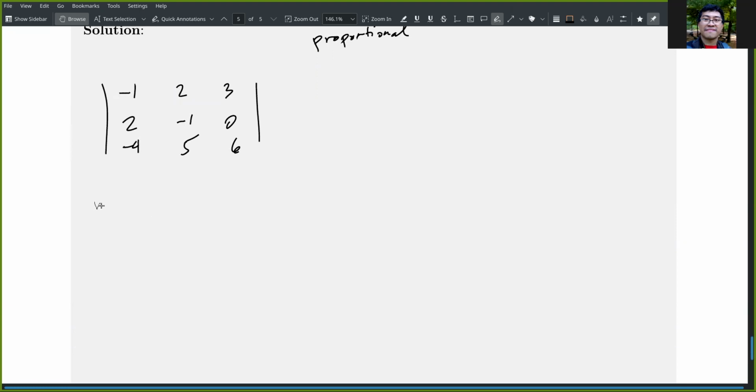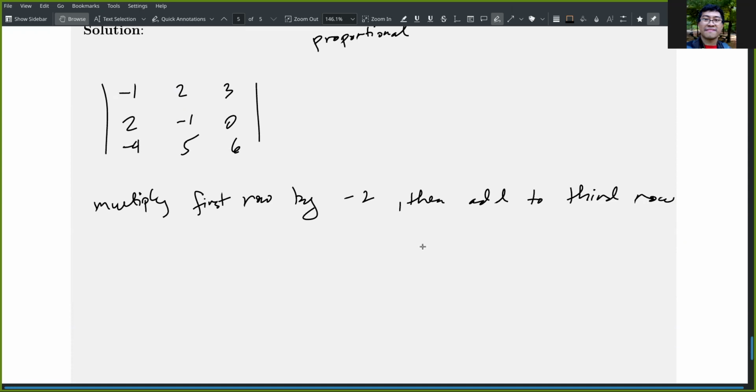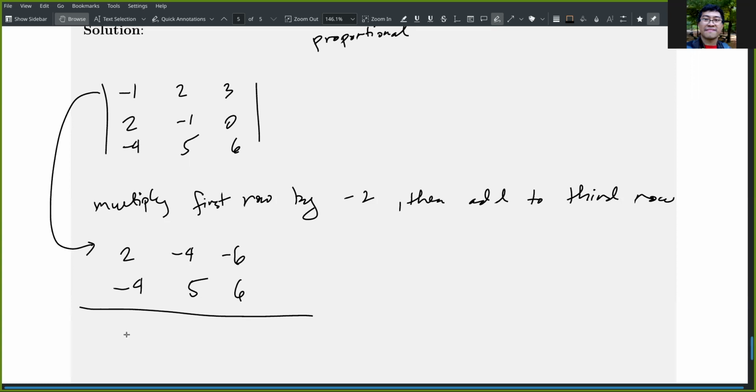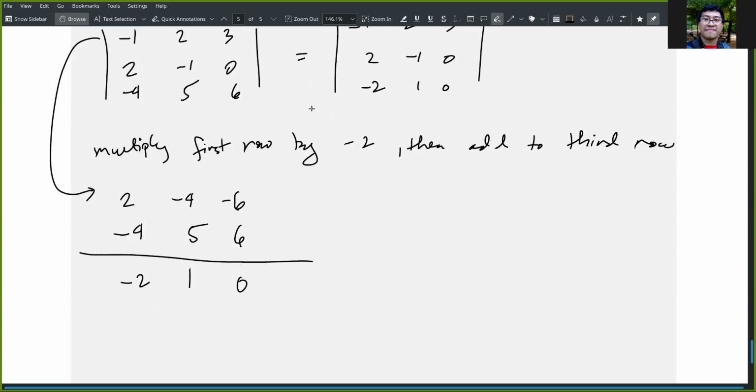Multiply the first row by -2, then add to the third row. So you have 2, -4, and -6. So that's the first row. And -4, 5, and 6. Okay, so this one here is -2, this is 1, and 0, which means that if you replace this by this, you'll get the same determinant. This is -2, 1, 0. Now this is easy to solve.